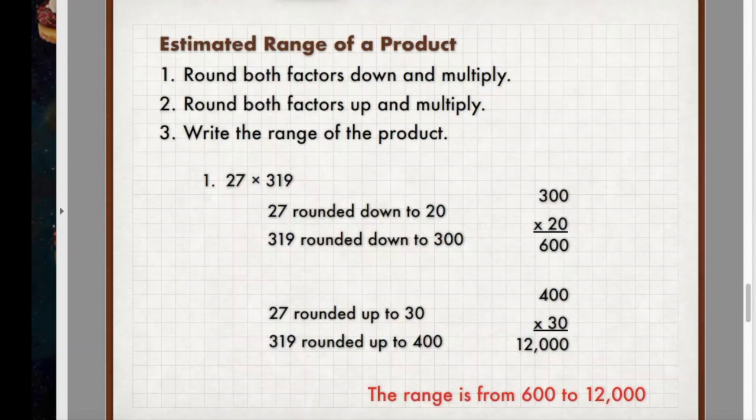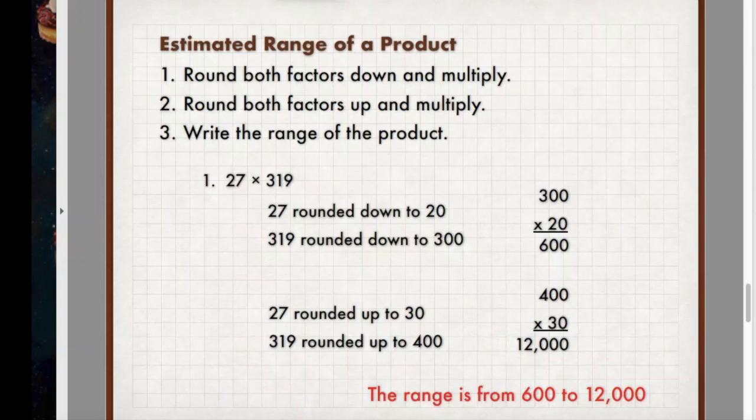Now here's a new one that we haven't talked about yet, but this is an estimated range. A range is like an area of the product, going from one point or one number to another point or another number. So a range between 0 and 50. Number 1, we're going to go ahead and round the factors down and multiply. And then if we have to round the factors up, we multiply. And then we write down the range. So we're looking at two things here.